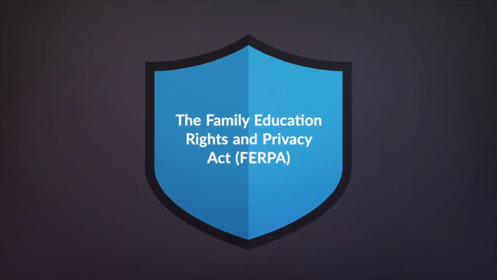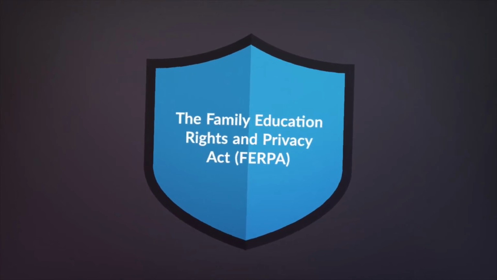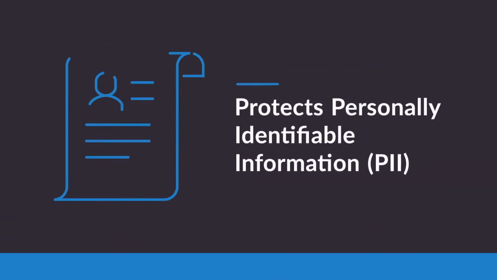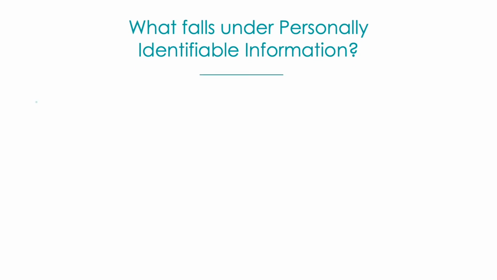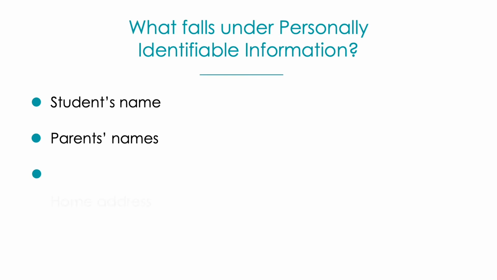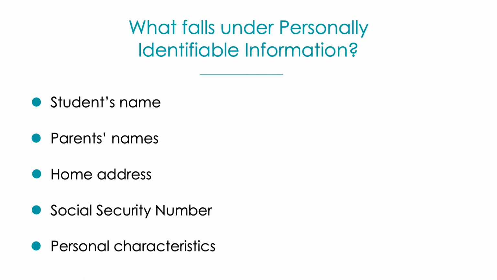paraeducator. Established in November 1974, the Family Education Rights and Privacy Act, or FERPA, became a federal law that protects the privacy of student educational records. Personally identifiable information, or PII, is confidential. This personal information includes a student's name, parents' names, address, social security numbers, personal characteristics, and other information that makes the student easily identifiable. Report cards, transcripts, and discipline records should not be shared.